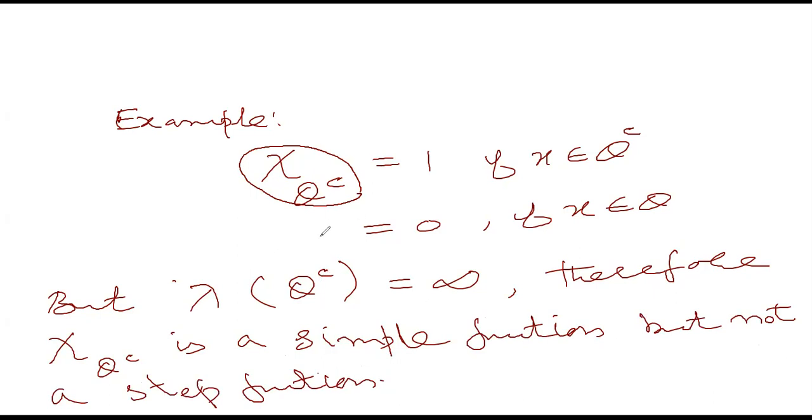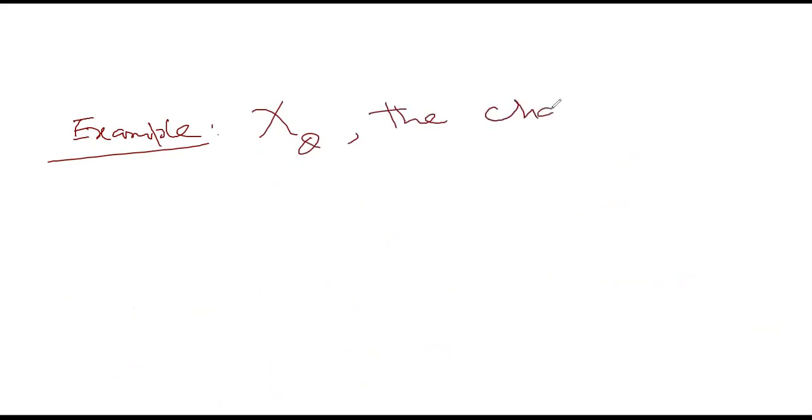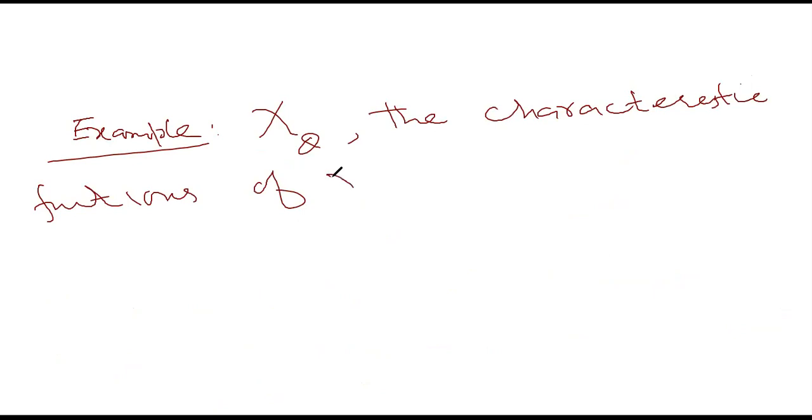You can easily verify that the characteristic function of rationals is a step function. So there is one more example, that's the characteristic function of rational numbers, chi Q. Easily verify this characteristic function of rationals is a step function. It's very simple.